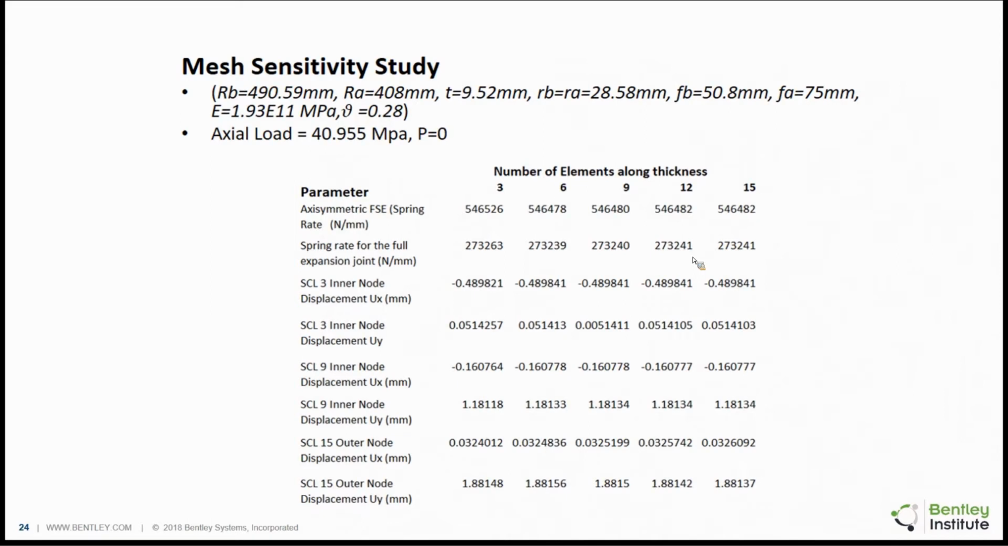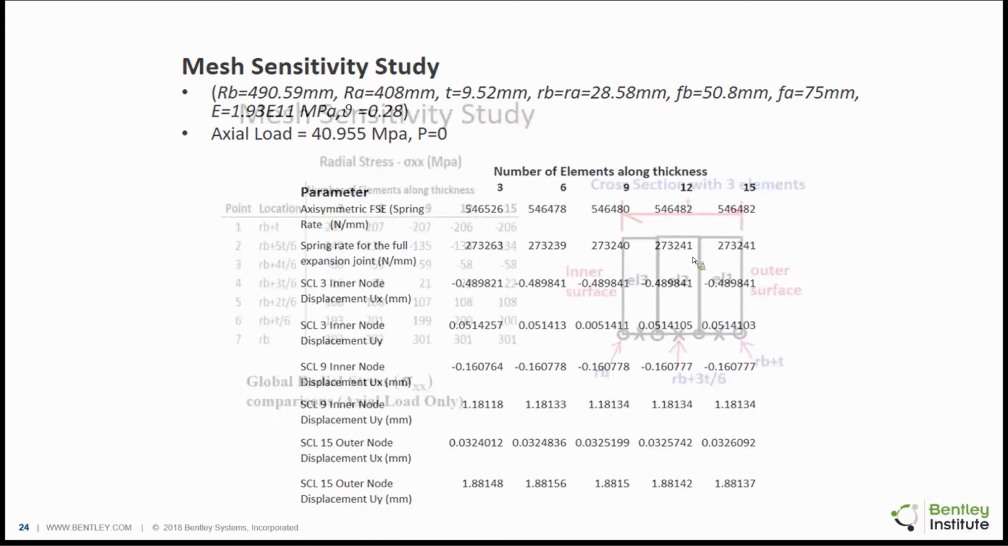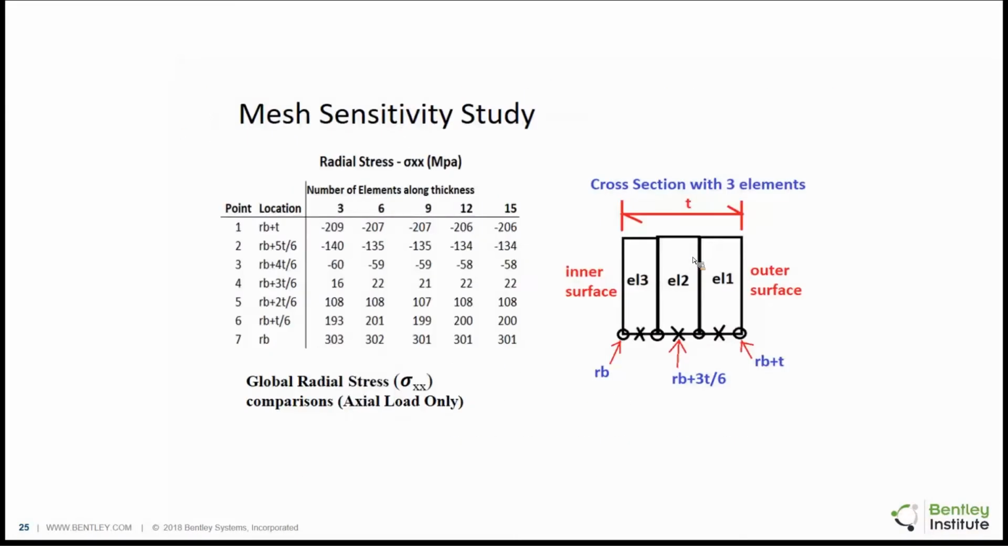So we can safely assume that if you just want to compute stiffness, three elements is good, but we will see how many we require for stress evaluation. Because in finite element the displacement comes quite accurately, but not necessarily the stress, because the stress is a derived quantity. So you may have to refine the mesh further to get the right value of stress.